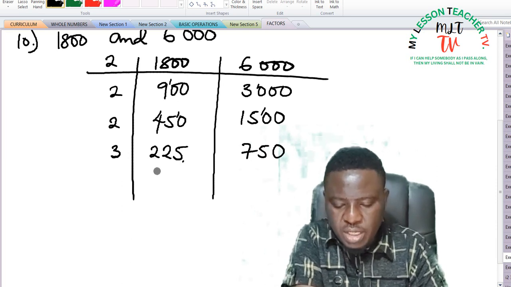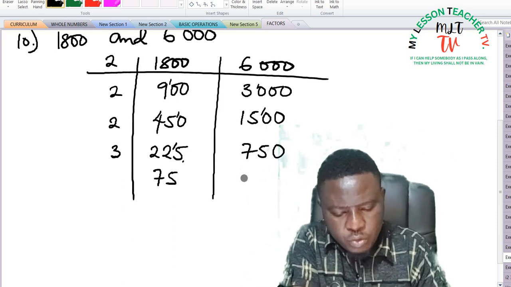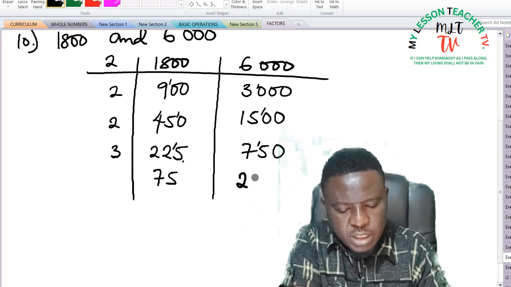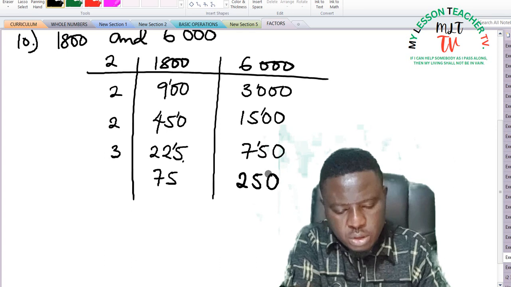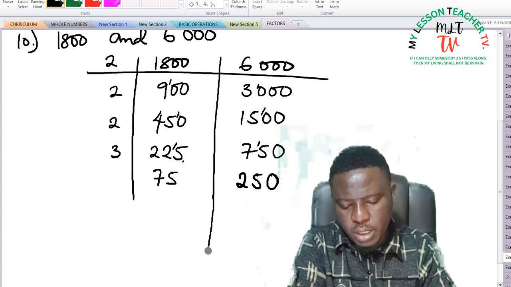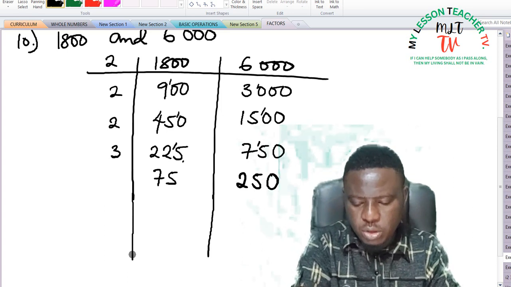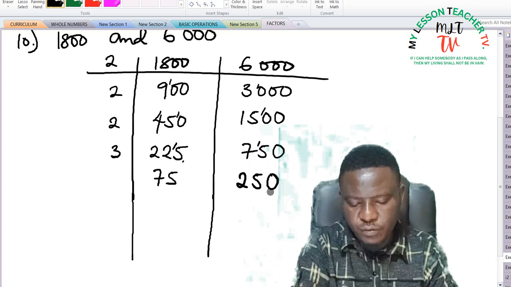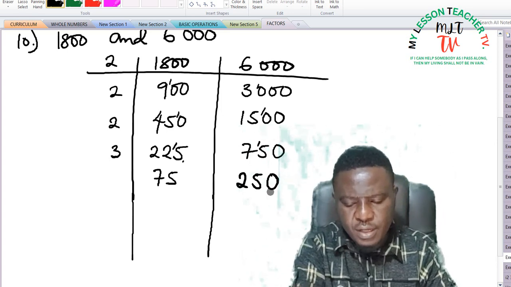3 into 2 you cannot. 3 into 22 will go 7 times, remainder 1. 3 into 15 is 5 times. 3 into 7 is 2 times, remainder 1. 3 into 15 is 5. 3 into 0 is 0. Can 3 still divide? No, because the rules for divisibility have been violated by 250. So we therefore use the next, which is 5.